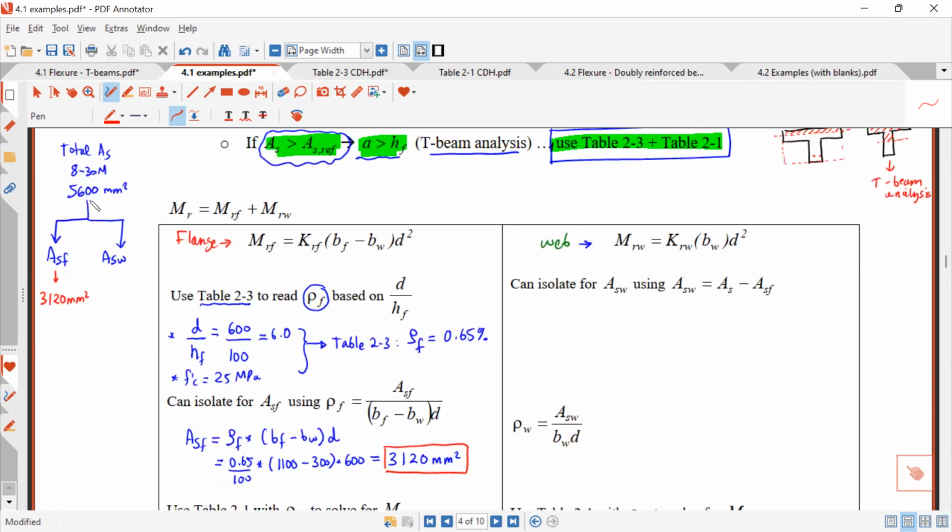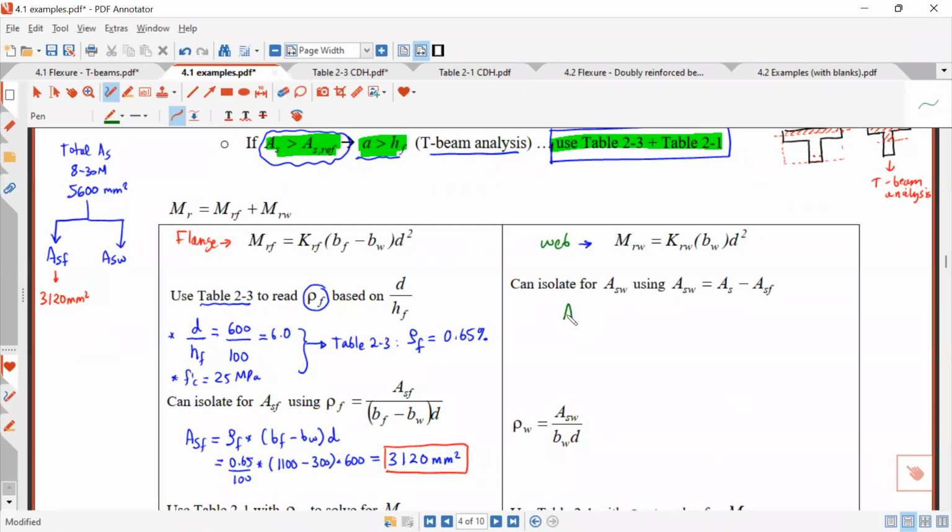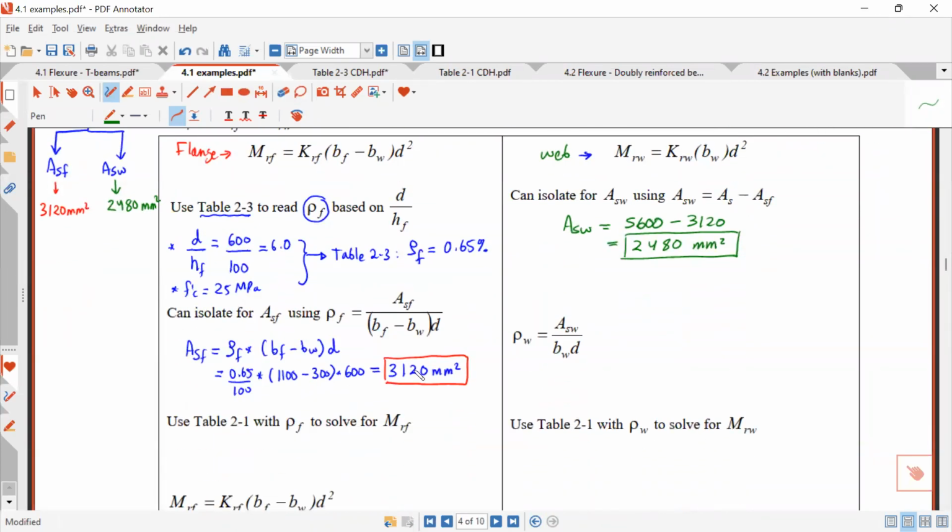I know the total is 5,600. So what's left over? It's the difference between the two. So ASW is just equal to AS, which is 5,600, minus ASF, which is 3,120. So that gives me 2,480 millimeters squared. So that's this ASW right here, 2,480 millimeters squared. Okay. Once we do this, we're going to determine the KR for each of these.